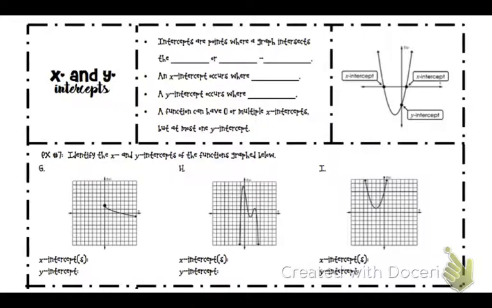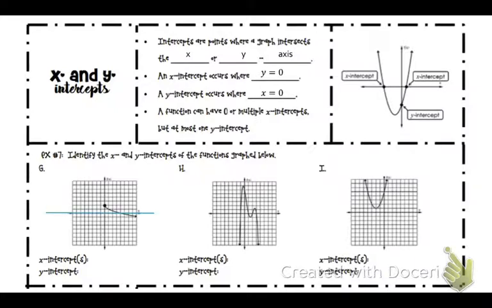Okay. So the intercepts are points where a graph intersects the x or the y axis. The x-intercepts occur where y equals 0, and the y-intercepts occur where x equals 0. And a function can have 0 or multiple x-intercepts, but at most one y-intercept. So you can only cross the y-intercept once, but you can cross the x-axis as many times as you want.